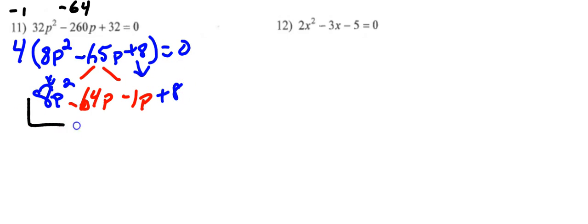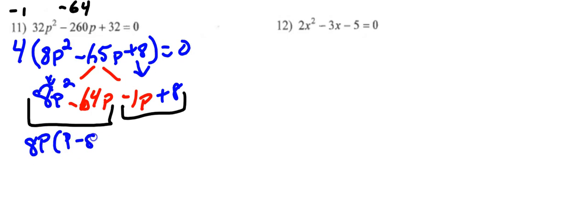We're just going to group because we have 4 terms and take out the GCFs. The biggest number I can take out of 8 and 64 is 8, and the biggest variable I can take out of p squared and p is p. I'm left with p minus 8. Over here, the only thing I can do is take out a negative 1, and I'm left with p minus 8, because if I divide negative 1p by negative 1, I get p, and 8 divided by negative 1 is negative 8.